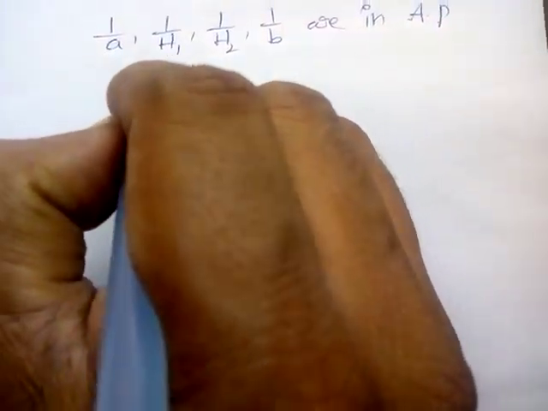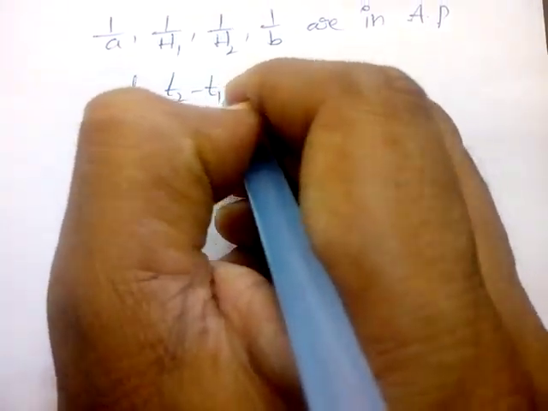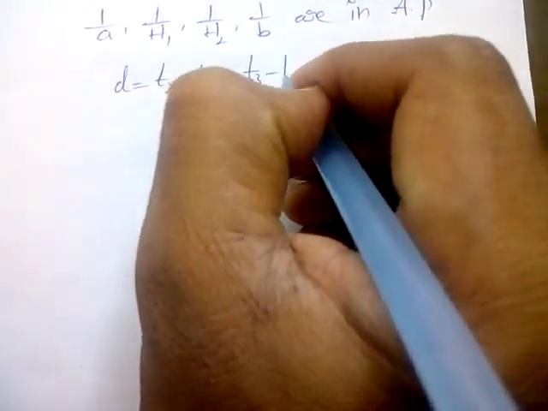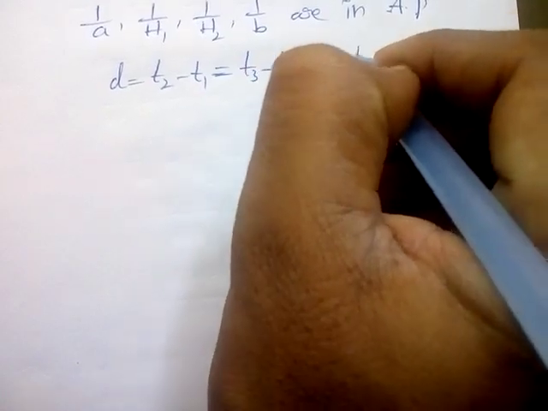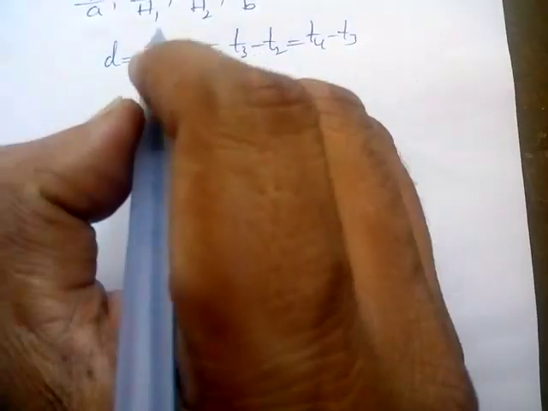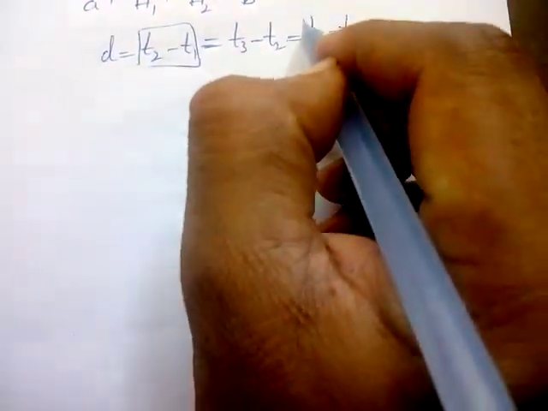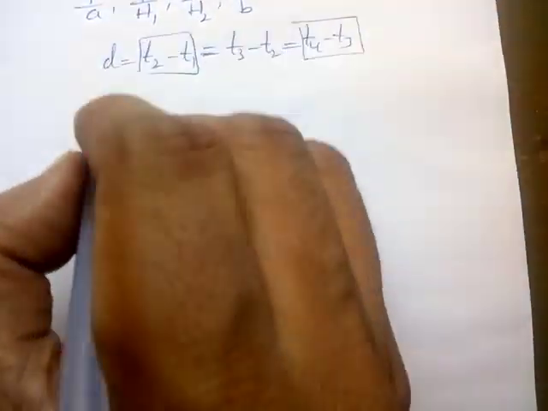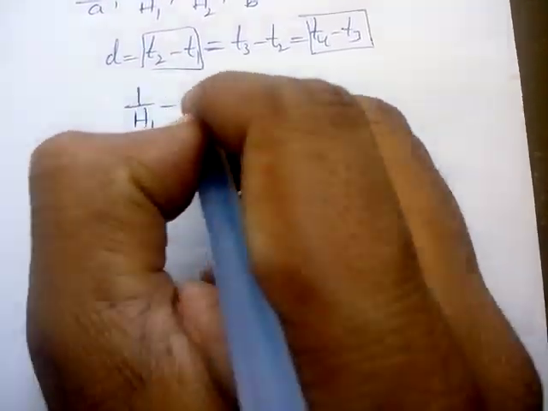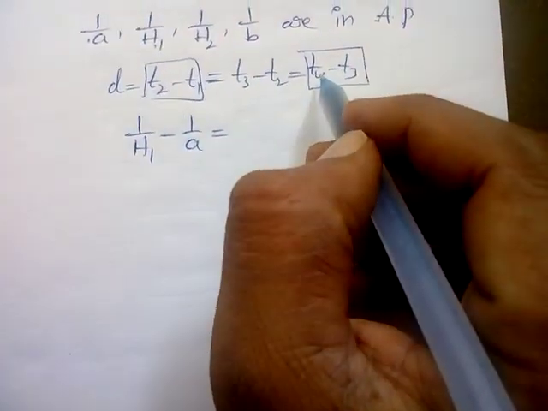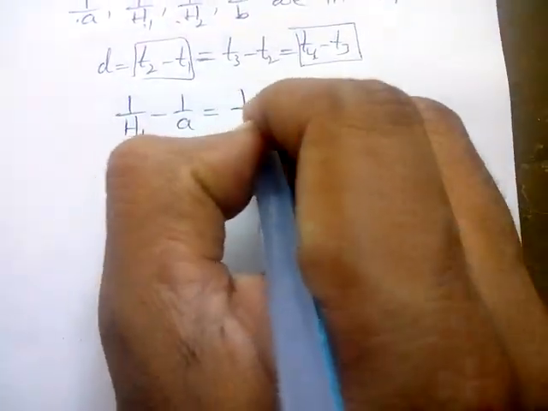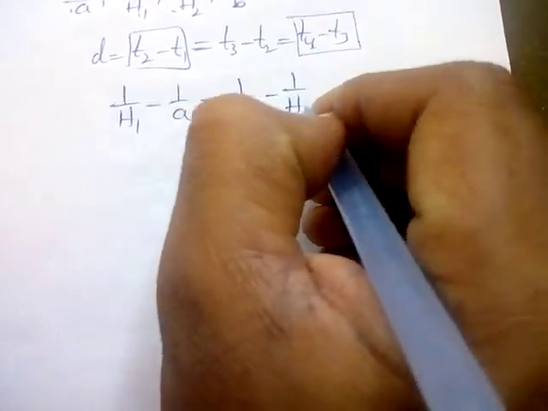The common difference is equal. D is equal to T2 minus T1, that is equal to T3 minus T2, that is equal to T4 minus T3. Taking this relation, this one and this one both are equal. So T2 minus T1, 1 by H1 minus 1 by A, the second term minus the first one, is equal to the fourth term minus the third term, 1 by B minus 1 by H2.